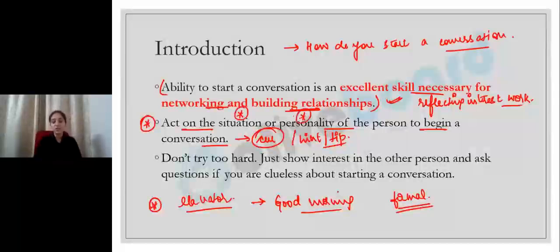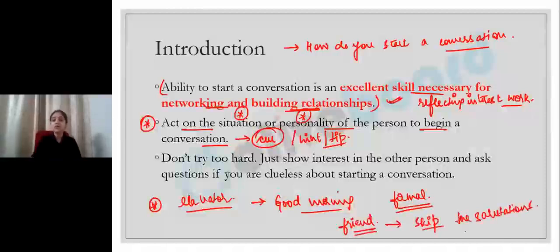So this is what I mean when you need to act upon the situation or personality of the person. If you are talking to a friend, you can skip the salutations and you can simply carry the conversation forward. This is what I mean when I say act on the personality. So it differs from person to person also. The person you are talking to also has an impact on the kind of conversation that you have.